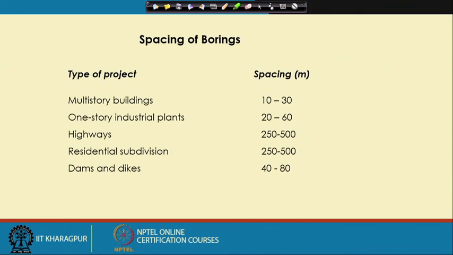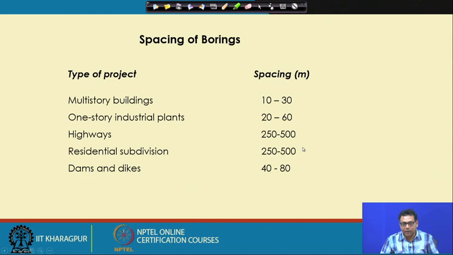Then, the spacing of the boreholes. A typical example is given: for a multi-storied building, the spacing between boreholes is 10 to 30 meters; for one-story industrial plants, 20 to 60 meters; and for highways, residential areas and dams or dikes, these are the spacings given.